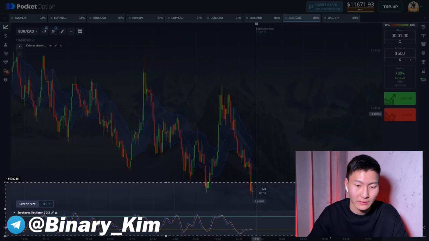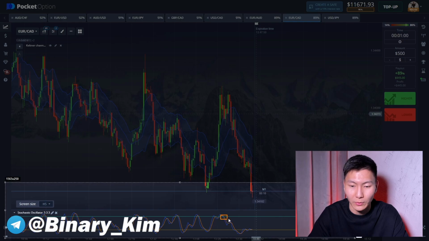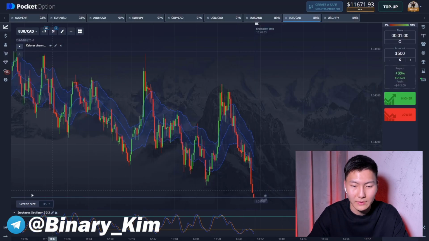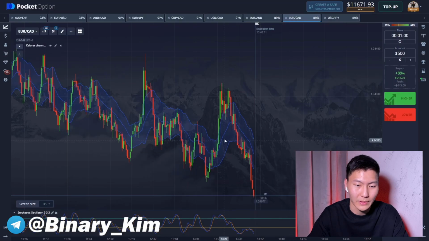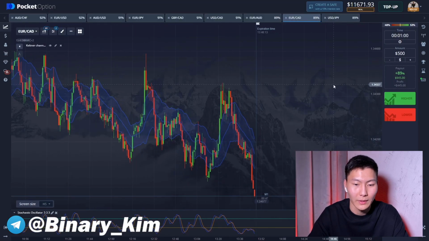The main signals for position entry are gonna be the crossing of the overbought or oversold zones. Let's set the overbought zone to 70 and the oversold one to 30, and basically our goal is to make a good profit today, so let's get started and find the better currency pair.